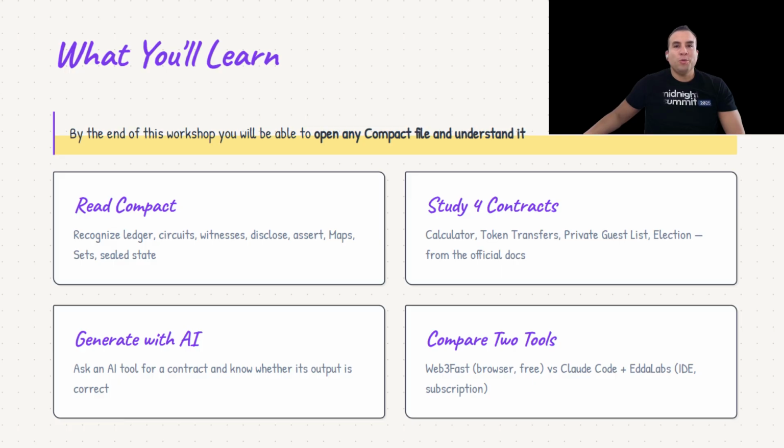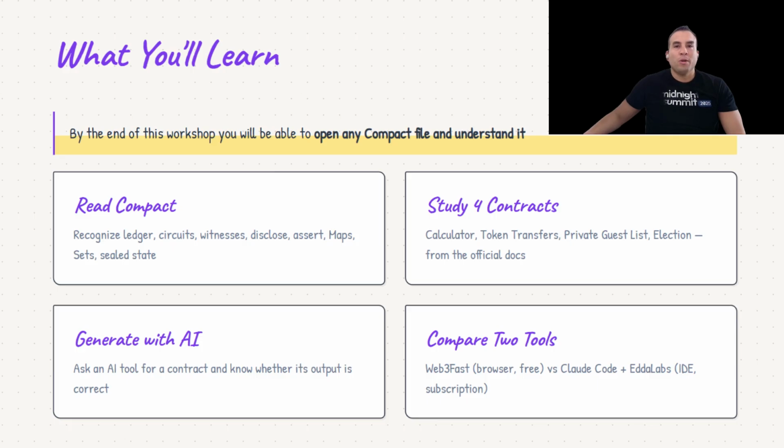Four things you will walk away with today. Number one, you will know how to read Compact. By the end of the next hour, words like ledger, witness, circuit, disclose, assert, they will feel like old friends. Nothing will look like magic.